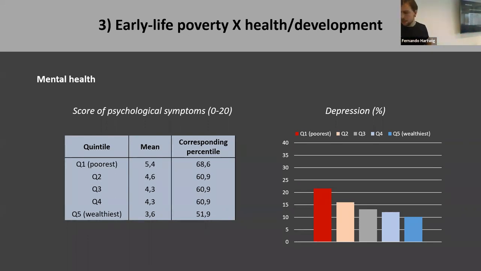And the bar chart to your right, again, the red bar is the poorest subset of the population. The white bar is the wealthiest subset of the population, and we're going from poorer to wealthier, from left to right. It's just the prevalence of depression at 30 years of age. And we can see again, it's much bigger among those who were born poor compared to those who were born wealthy. And among those who were born poor, the prevalence is higher than 20%, which is a lot of people.